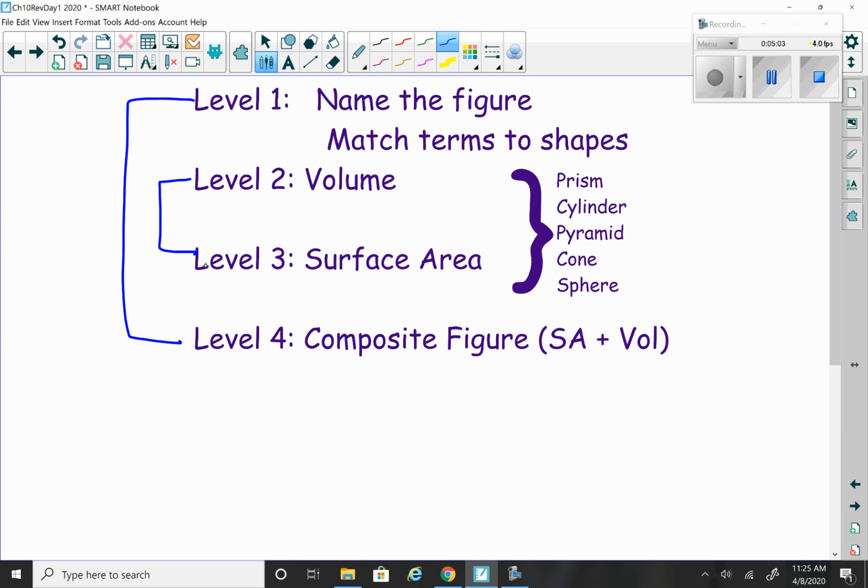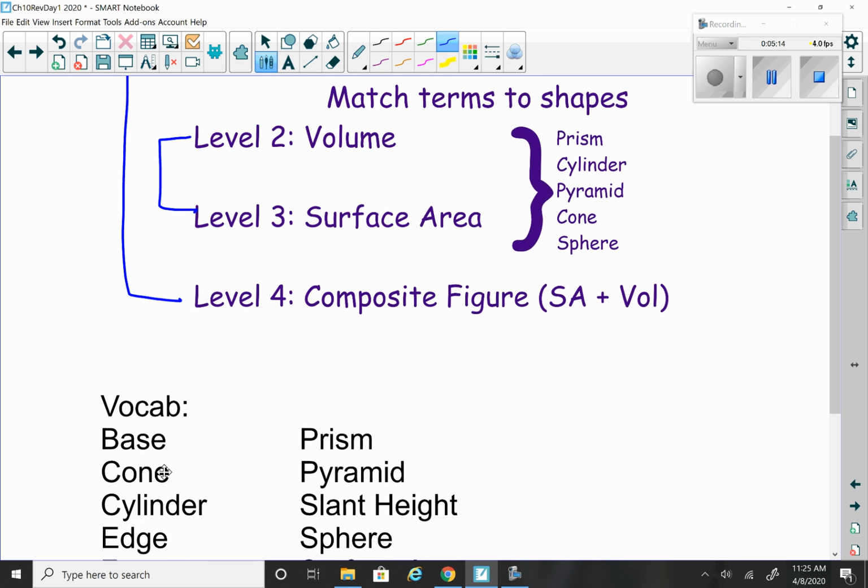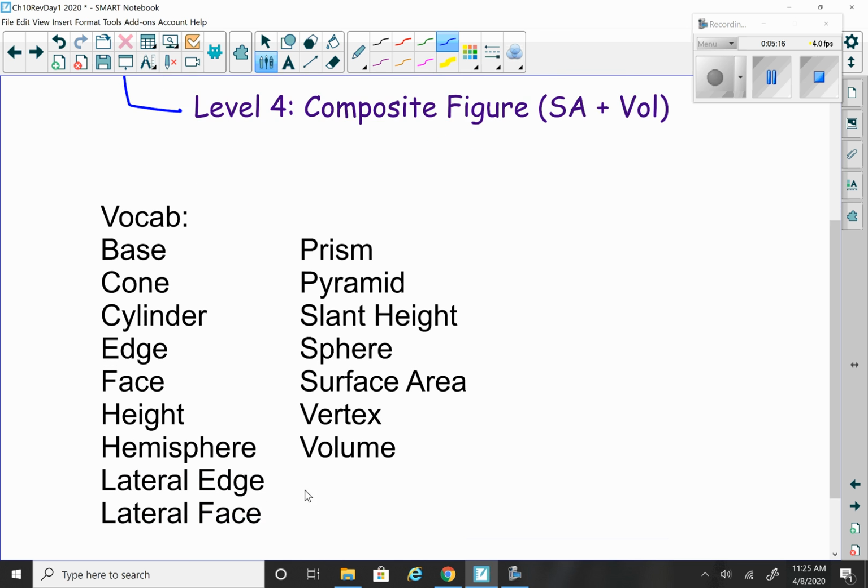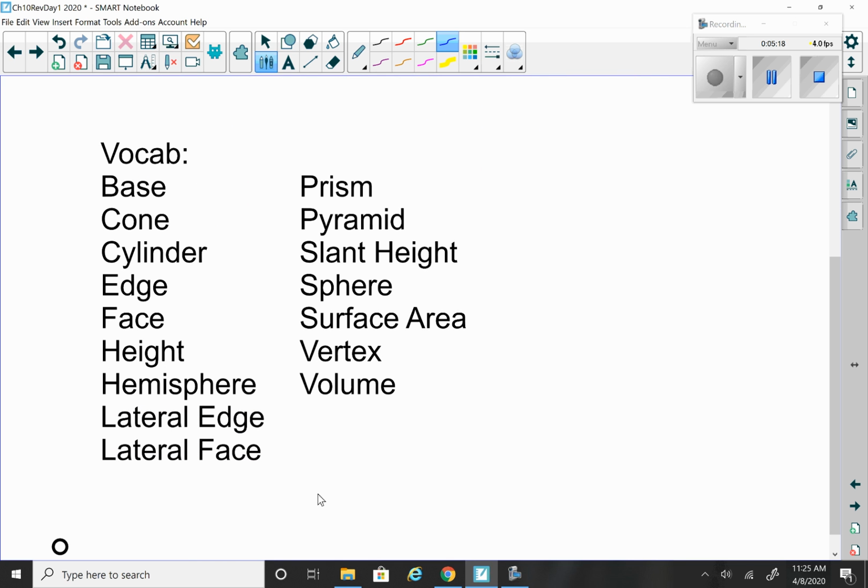In a formative, when it says level 1, name the figure and match the terms to the shapes, there was a lot of vocabulary in this unit that you have to know and be aware of. So if you want to, you maybe would want to copy down these terms and just make sure that you're familiar with them or comfortable with them. Again, you can pause the video if you need to or would like to and get these copied down.